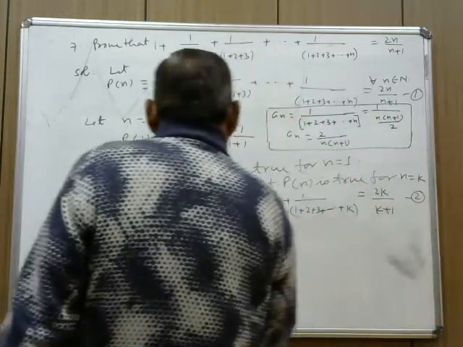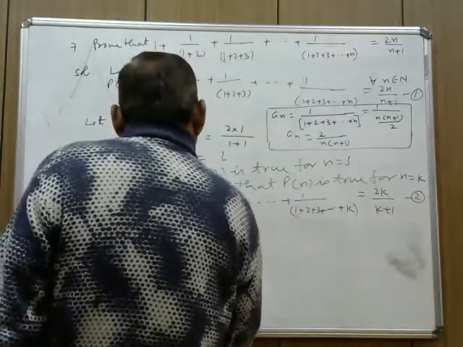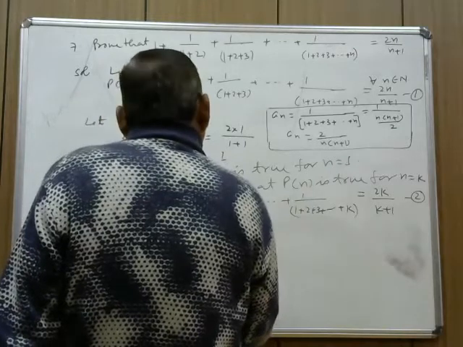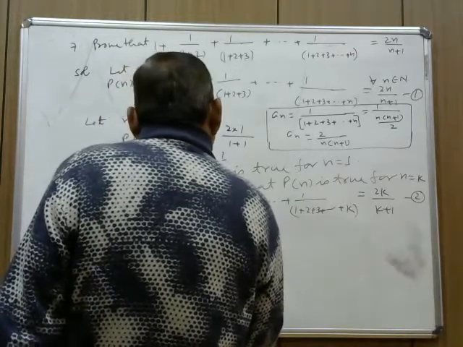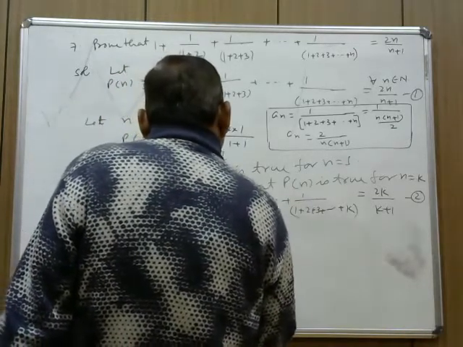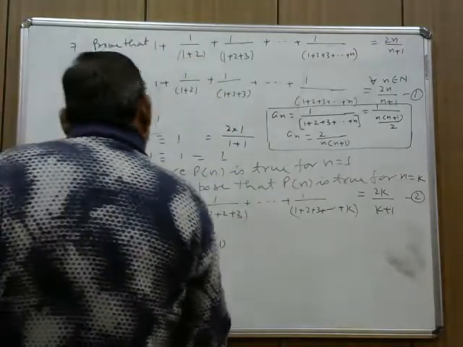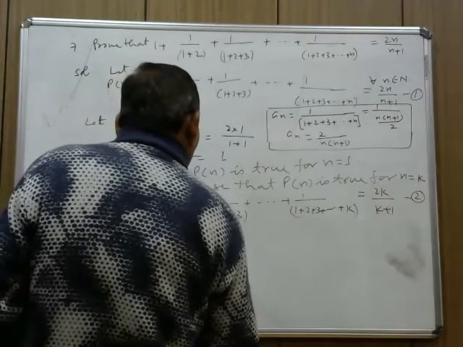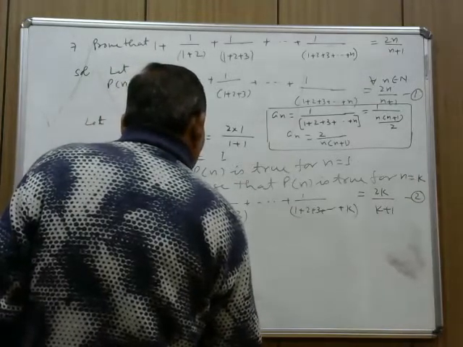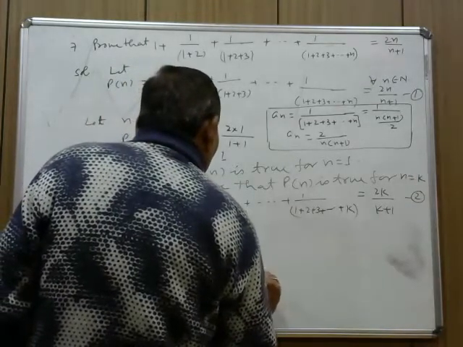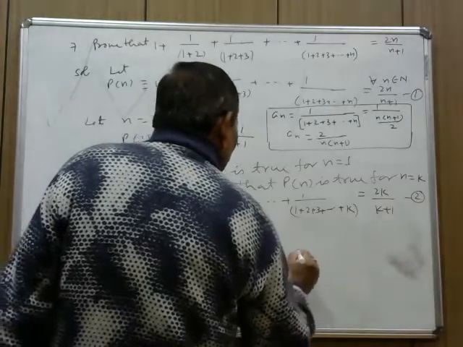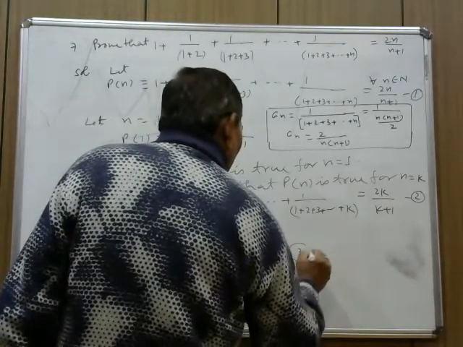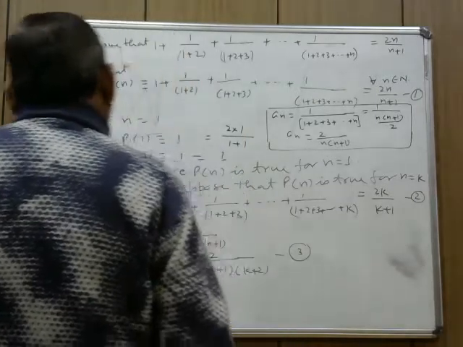From here your an is 2 upon n into n plus 1. So now your ak plus 1 can be written as 2 upon k plus 1 into k plus 2. This is 3. This is 2 and this is 3.